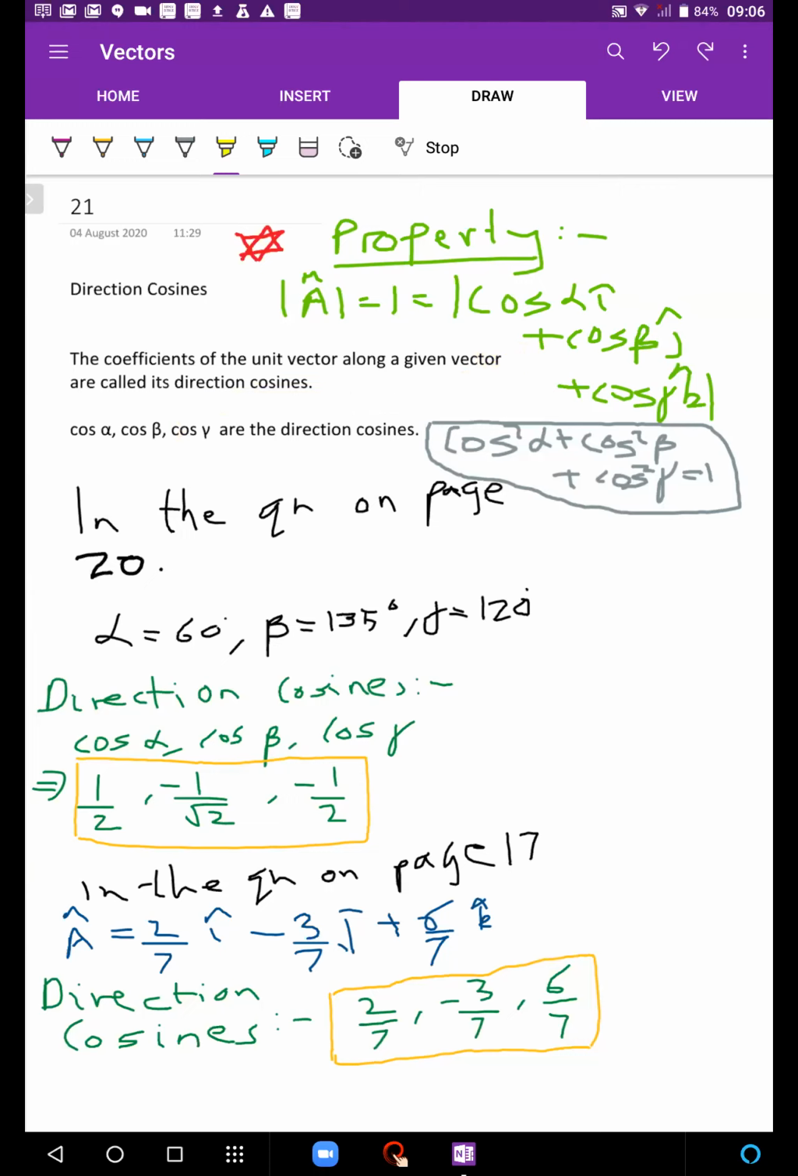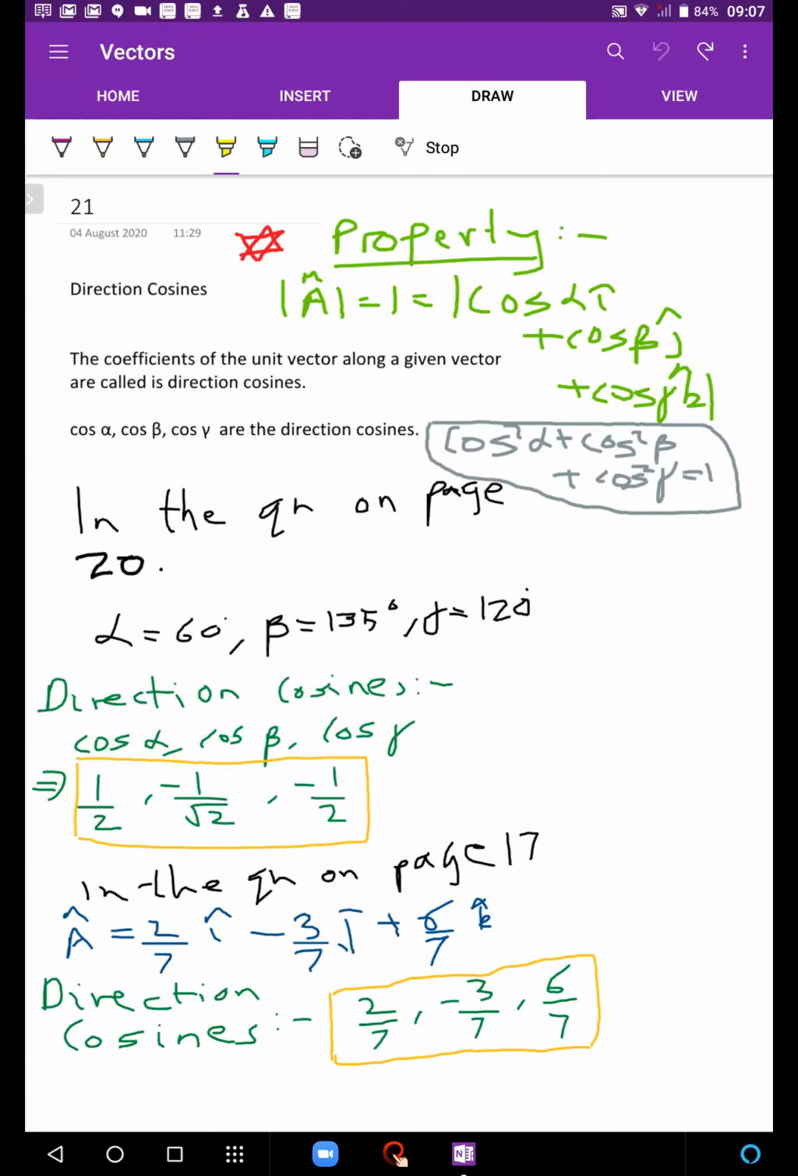These are what you multiply A with to get the components. You multiply A with cos alpha, with cos beta, with cos gamma to get the x, y, and z components. That's why these terms are important. These are your direction cosines. They are numbers. They can be positive or negative. If alpha is acute, cos alpha will be positive. If alpha is obtuse, cos will accordingly be negative.